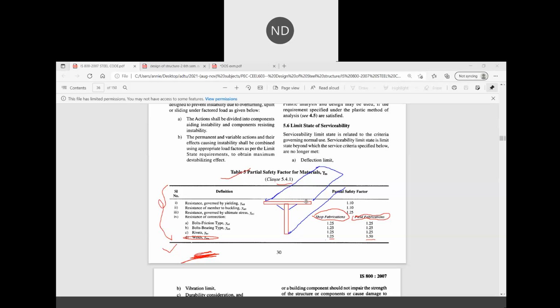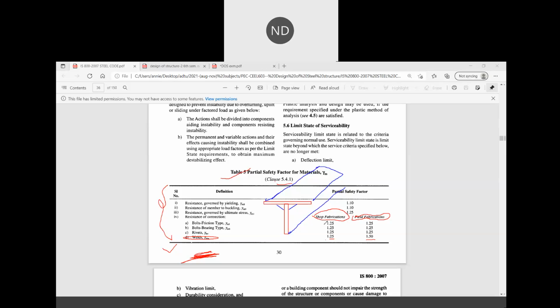Okay, so to join these two you are joining with fillet weld. Now when you're joining this top one and the bottom one, it's becoming a T member. So when you're joining with the help of these two plates, with this fillet weld, what is happening? You can take either the partial safety factor for shop fabrication or field fabrication.